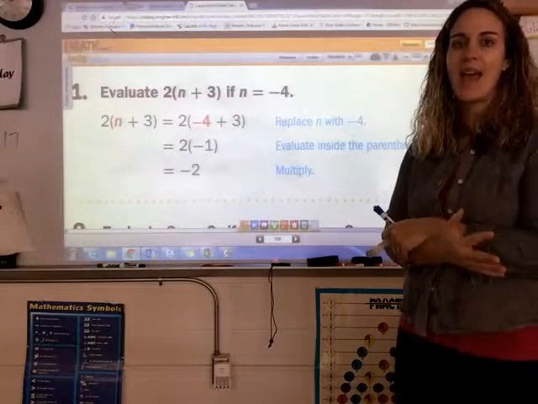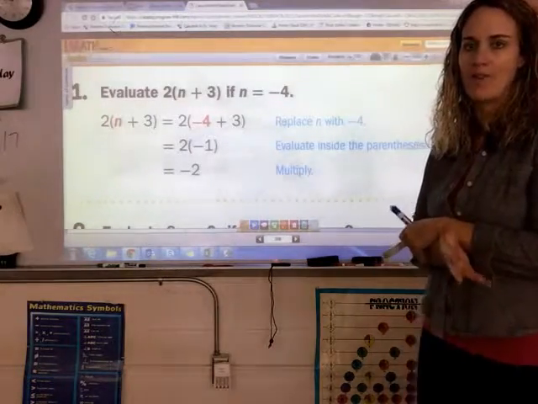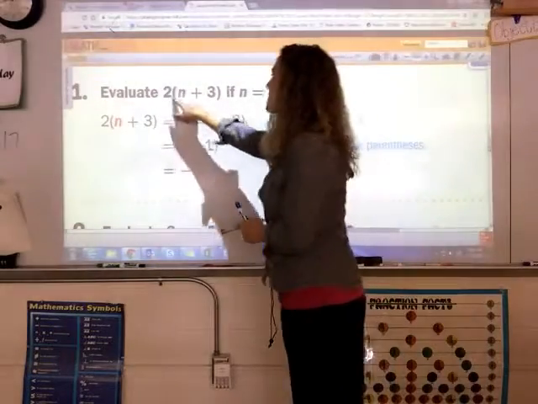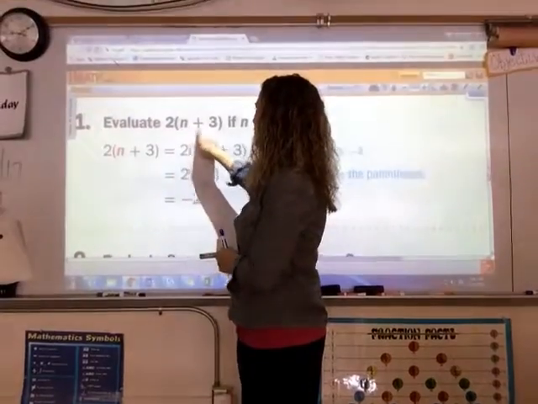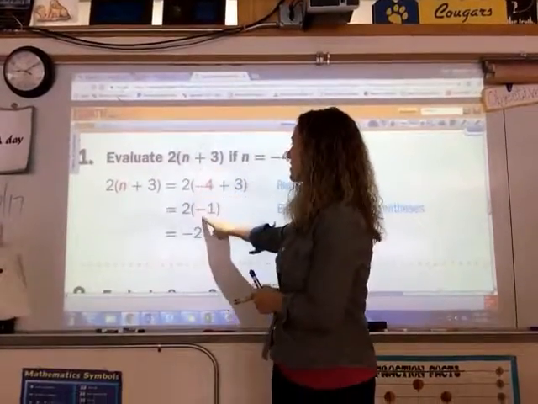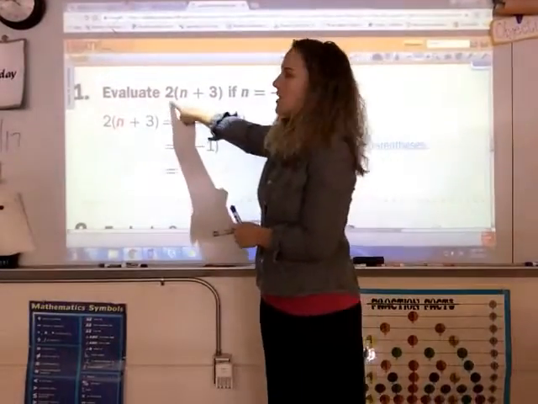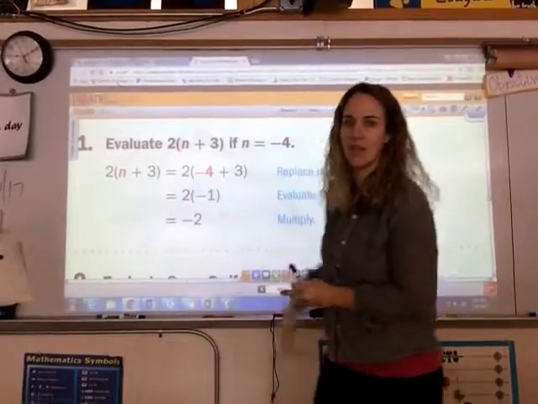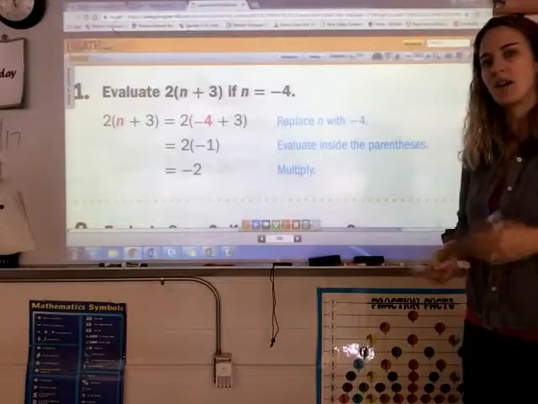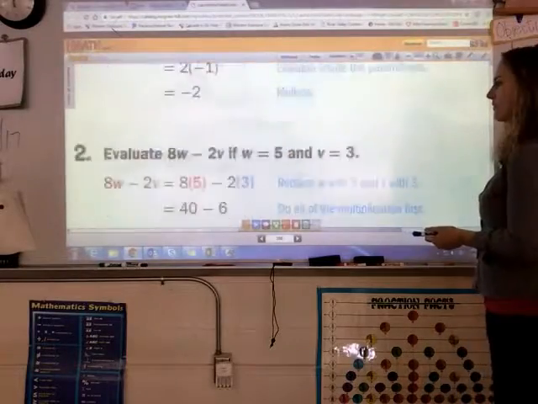So wherever there's an n, you're plugging in a -4 for that value. Okay, so you can see they're taking this expression, plugging in -4. So I'm thinking -4 plus 3, which would be the same as -1, and then I'm taking that times 2. Okay, well 2 times -1 is going to give me -2. So I've evaluated that, I've solved that expression.